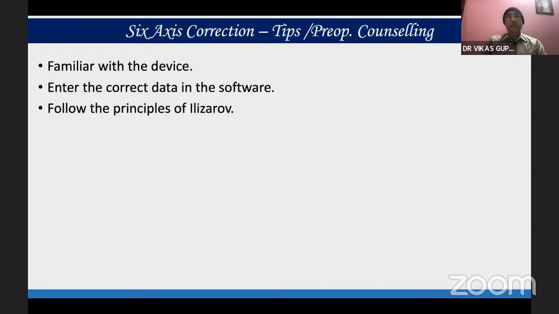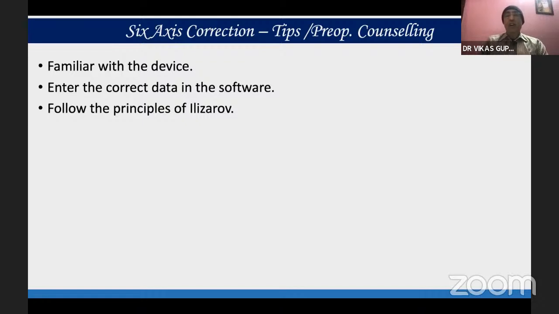And one of the important things is entering the correct data in the software. If anything wrong is entered, the outcome will be different. The software is just like a blind; it will only tell the new correction level. So enter the correct data and follow the principles of Ilizarov. No matter what, the hexapod will not actually stabilize the frame. So you have to follow all the principles of Ilizarov: biomechanics, distraction osteogenesis, low energy osteotomy, stability, the ring size.